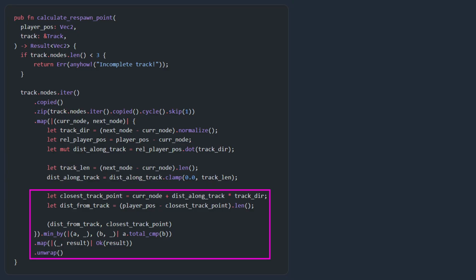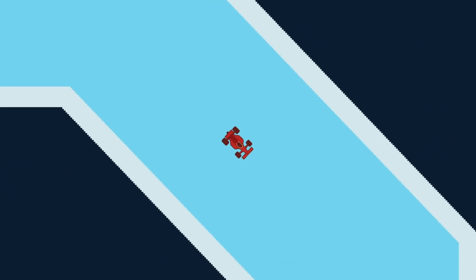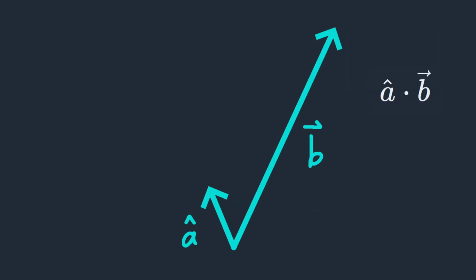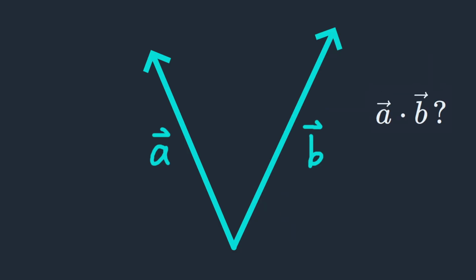Finally, we project onto the segment to get a candidate respawn point for each segment, then return the candidate with the smallest distance to the player's position. Now when the player falls off, they respawn at the closest point along the center line of the track. We've explored cases where at least one vector in the dot product has unit length, but what about when neither vector is normalized? We'll come back to that question in a bit.